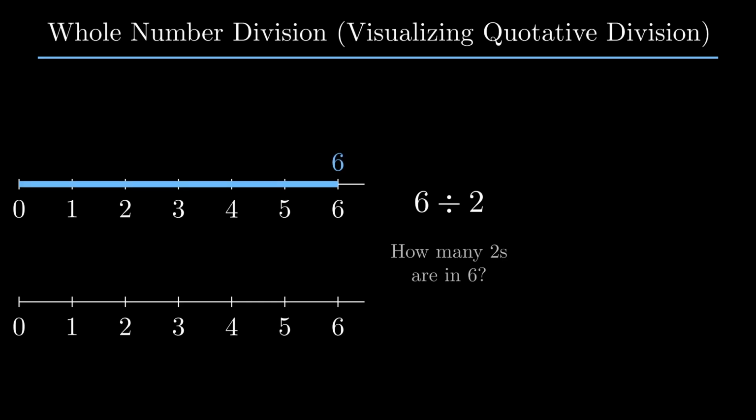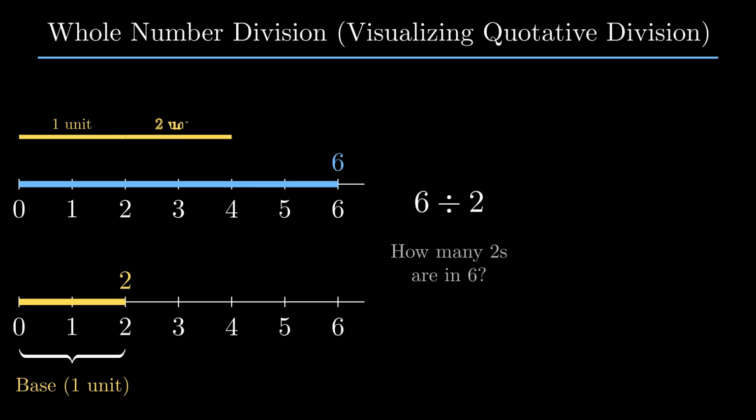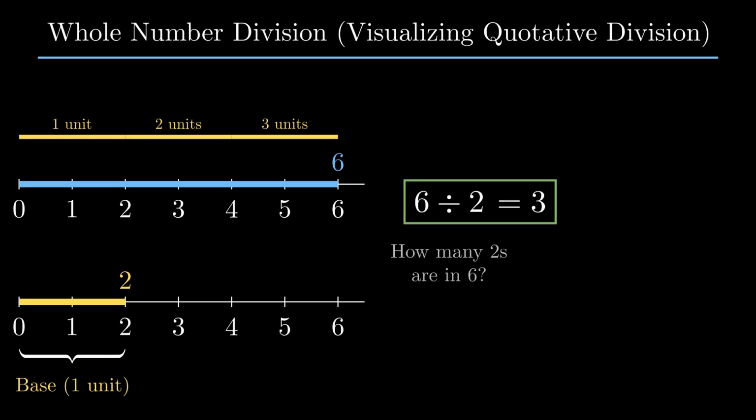On the top line, we represent our dividend, 6. On the bottom line, we represent our divisor, 2. This becomes our base unit, or our measuring stick. Let's measure. This length of 2 fits into 6 once, twice, and 3 times exactly. Since our unit of 2 fits exactly 3 times, 6 divided by 2 equals 3.